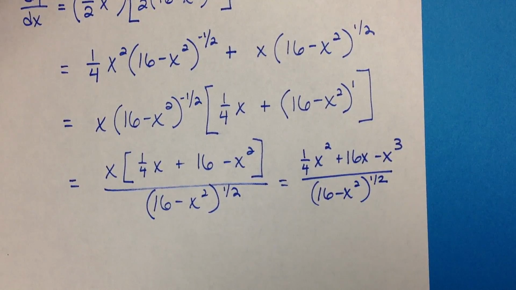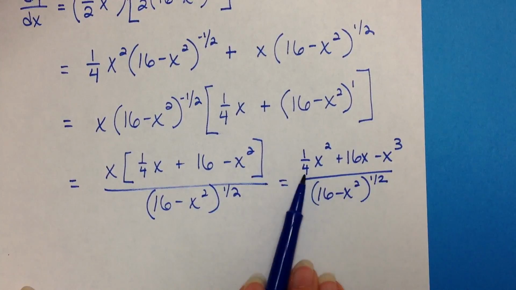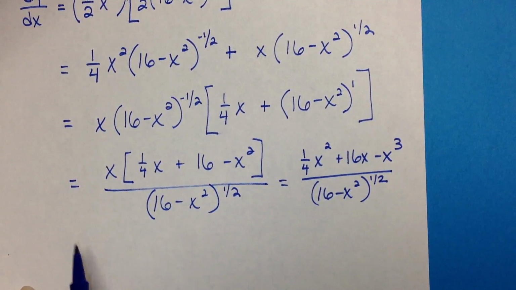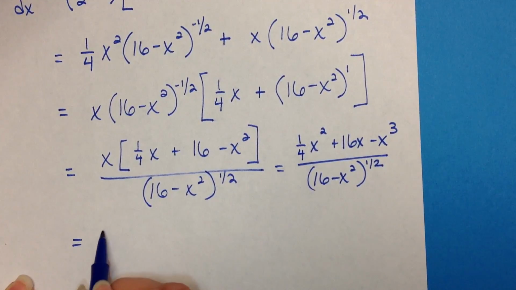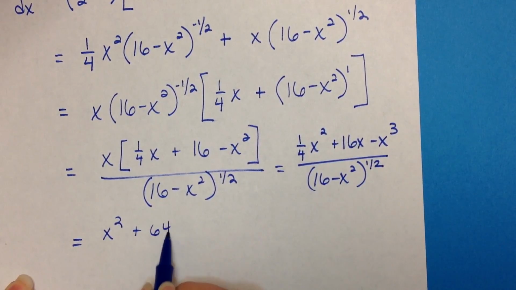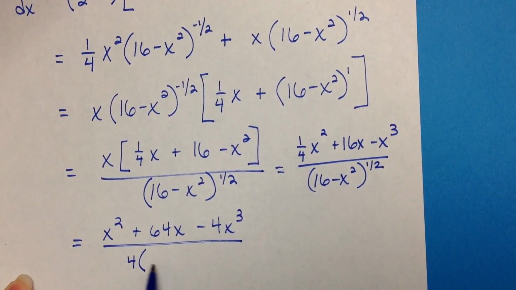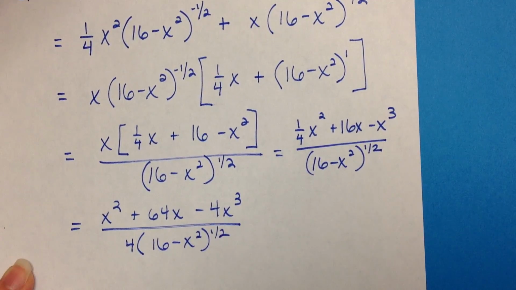Now, you actually still have a complex fraction here because you have this little fraction inside the big fraction here. So, since your denominator is 4, I'm going to go through and multiply everything by 4. So, all 3 terms here and the term that's on the bottom. Alright, so of course if I multiply this times 4, the 4's cancel and I'm just left with x squared. And that'll now give me a 64x minus 4x cubed. And then this would just be 4 times 16 minus x squared to the 1/2 power.